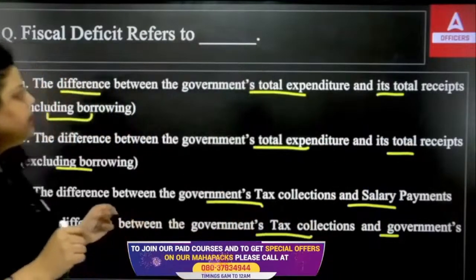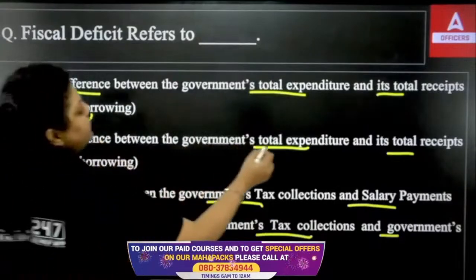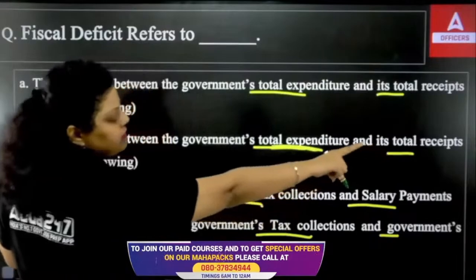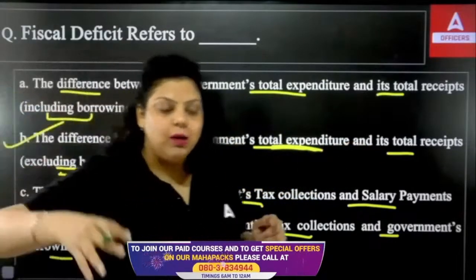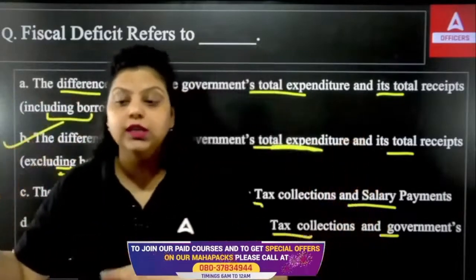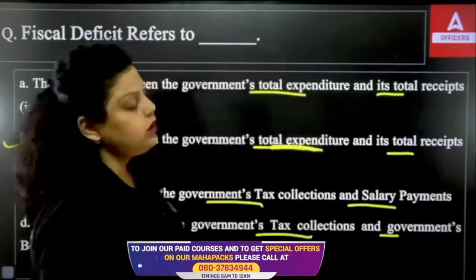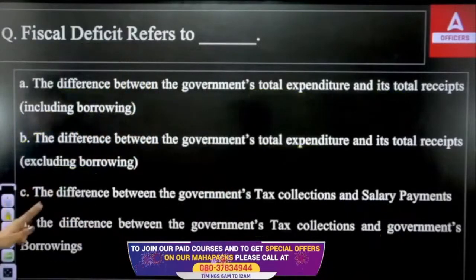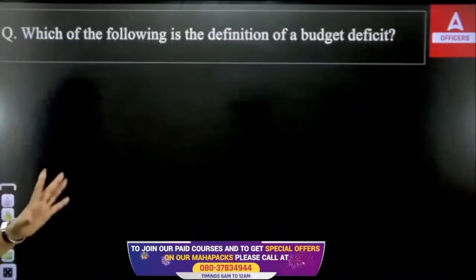So when we talk about fiscal deficit, it will be the difference between government's total expenditure and total receipts, excluding the borrowing. Whatever loss happened, the total expenditure was more than the total revenue. After that, the government has borrowed the money, so that will create your fiscal deficit. The right answer will be option B. This is fiscal deficit. Now there are 5 types of deficit in the budget.